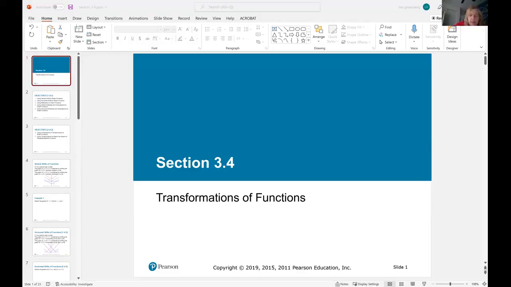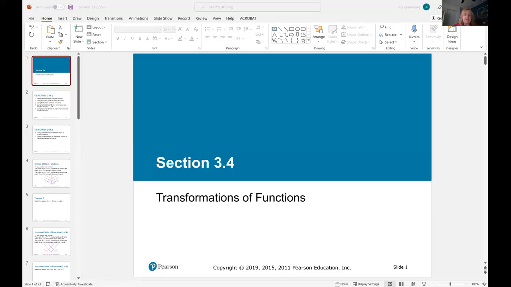Hey, everybody. So today is section 3.4, transformation of functions. I'm going to follow the PowerPoint quite a bit, but I might veer off of it a little bit. I think that this section might be better done a little bit differently than the PowerPoint's doing it. So I'll do a combination of both. So let's see what we're going to do.